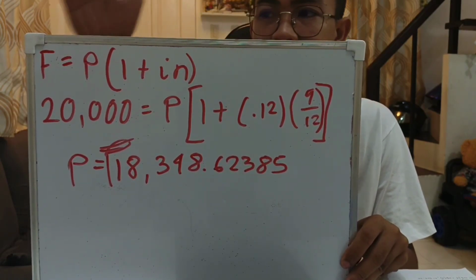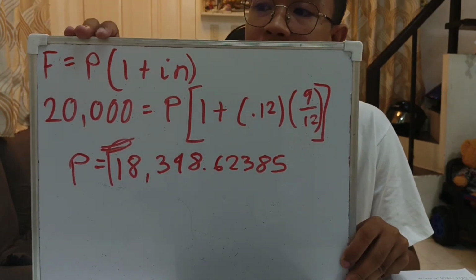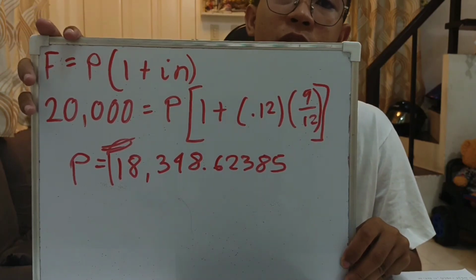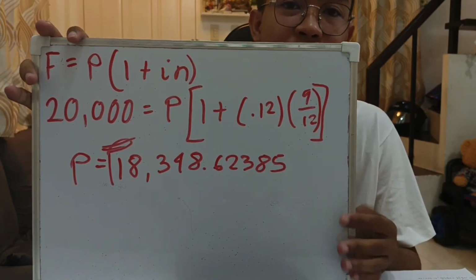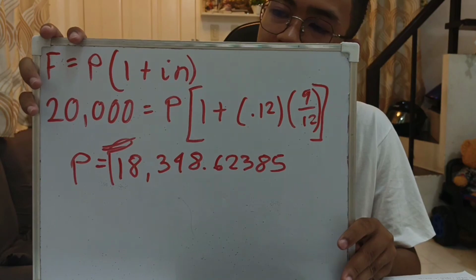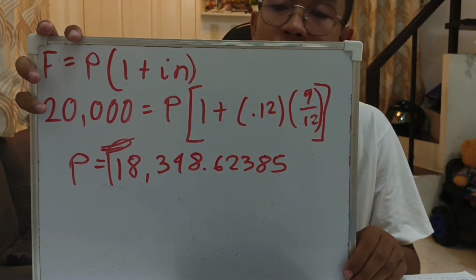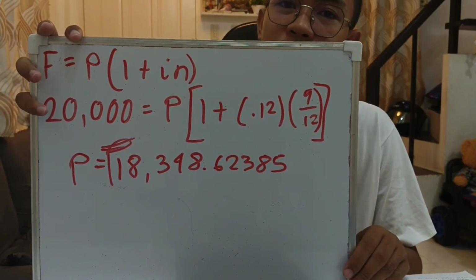You can use shift solve in solving this, or you can solve it manually, but I prefer shift solve because it is much easier for me. So I will be arriving at 18,348.62385 pesos.